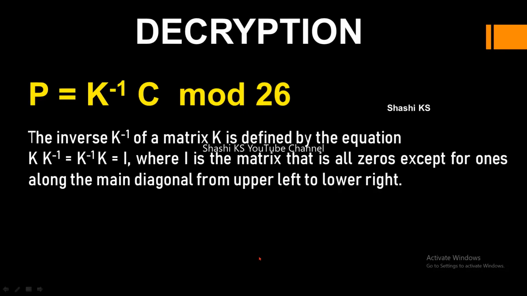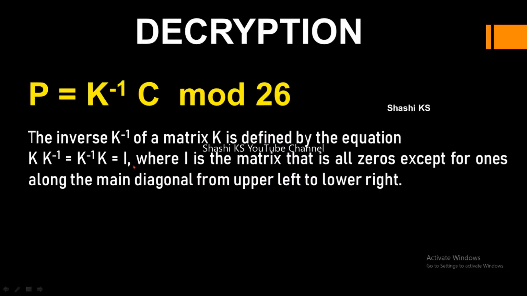So here, how to find the K inverse of the matrix K? K is your key matrix. How to find the inverse of the key matrix? The inverse of a matrix is defined by K into K inverse is equal to K inverse into K is equal to I. That is, if you perform K into K inverse, you should get the identity matrix.